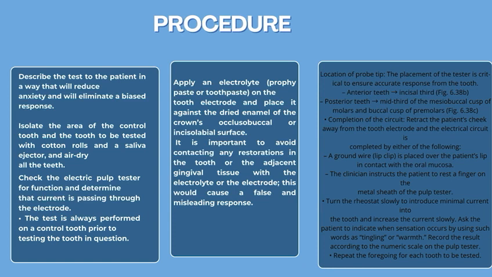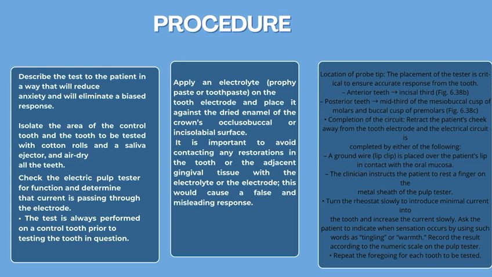The procedure follows as: first, explain the test to be performed to the patient in detail. Isolate the area of the control and the tooth to be tested. Check the electric pulp tester for function and determine that current is passing through the electrode. The test is always performed on the control tooth prior to the test tooth.